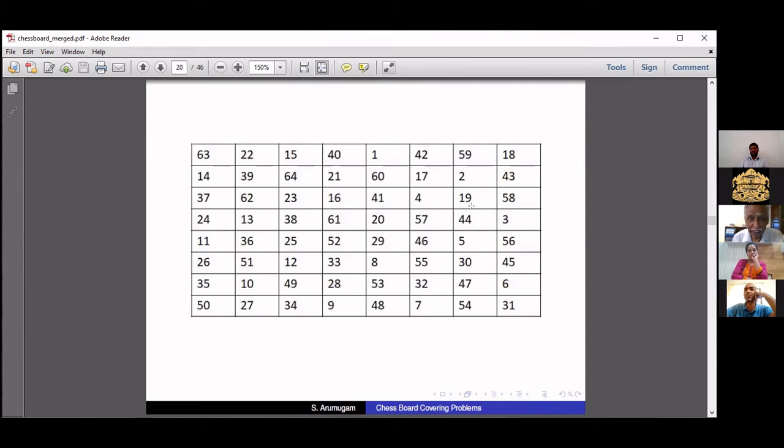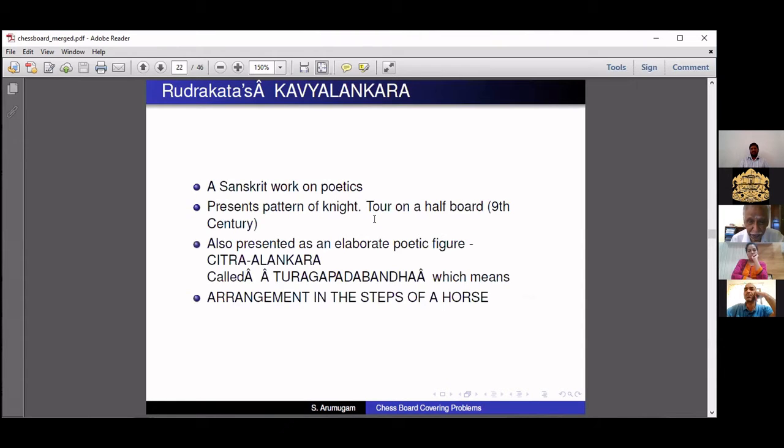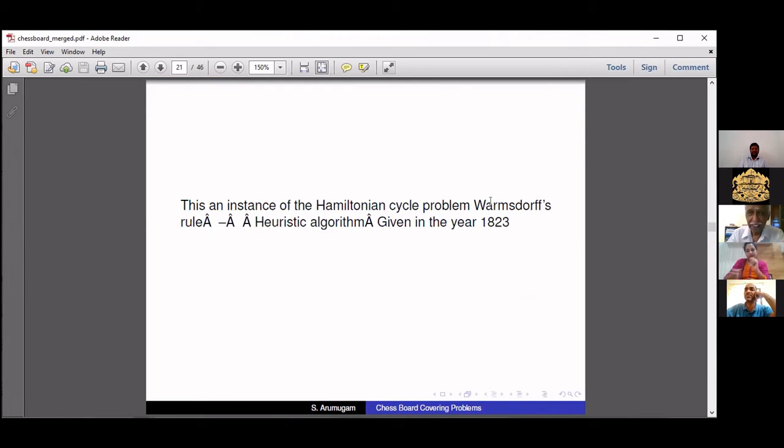So this fact, that the knight's graph is Hamiltonian, has been recorded in poetic form in Sanskrit even in the 9th century. This is dated as 9th century, whereas the official algorithm for the chessboard problem came only in the 19th century. So it is surprising that our ancestors knew the solution for the Hamiltonian cycle problem of the knight's graph. Okay, they knew the solution even in the 9th century.